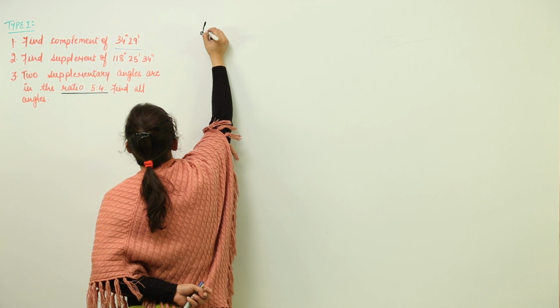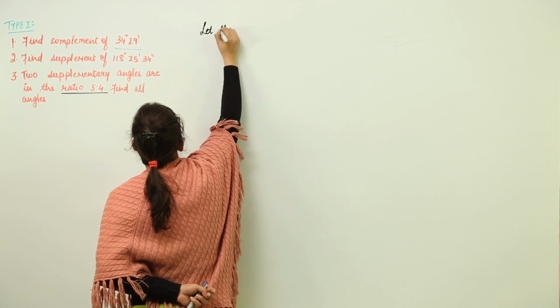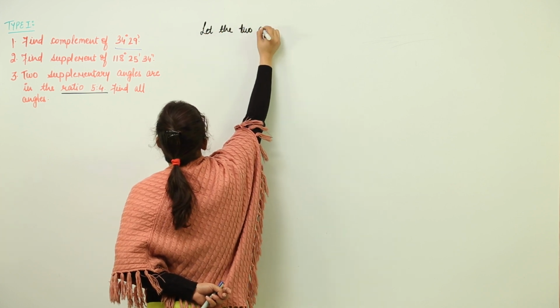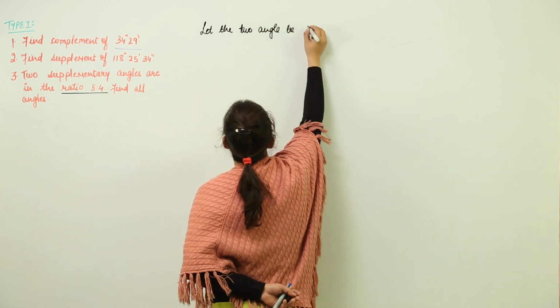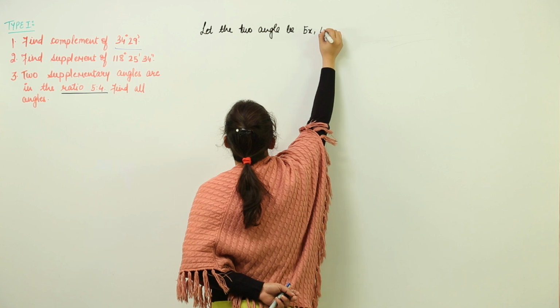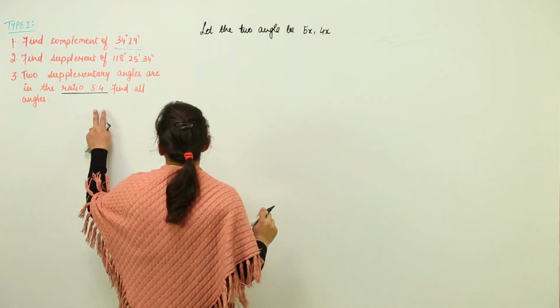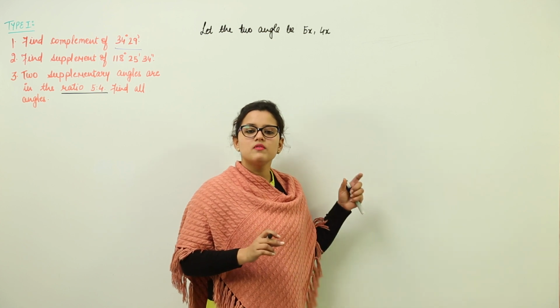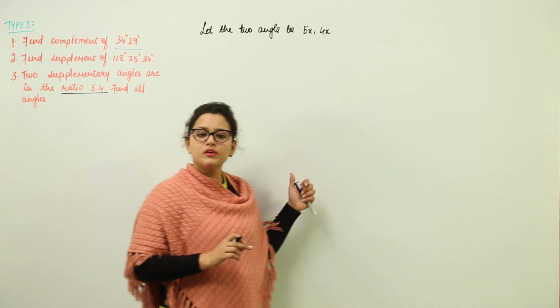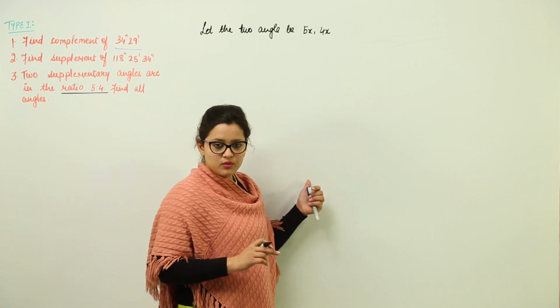So we will assume, let the two angles be, we are going to take them by assuming some value, 5x and 4x, because 5:4 is just representing the ratio in which they are. The actual value may differ from it. So we have taken them as 5x and 4x.